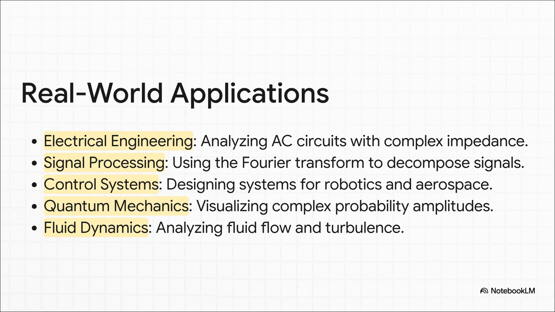In signal processing, your phone uses something called the Fourier transform, which is all about complex numbers, to make sense of radio waves. The control systems in robots and airplanes use them to handle rotation smoothly. Heck, even at the tiniest scales, quantum mechanics uses complex numbers to describe particles. All of these fields depend on this one simple geometric idea, a number that knows how to rotate.